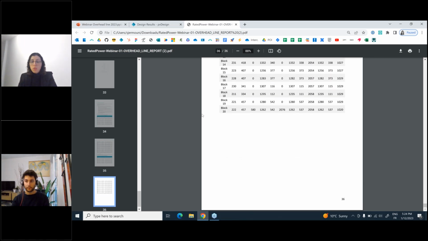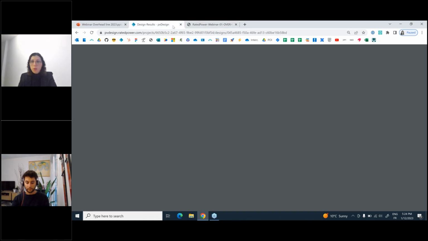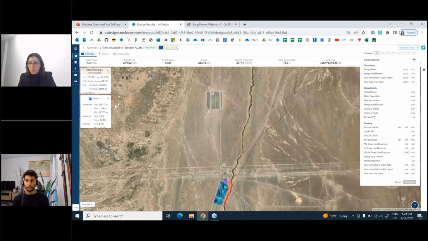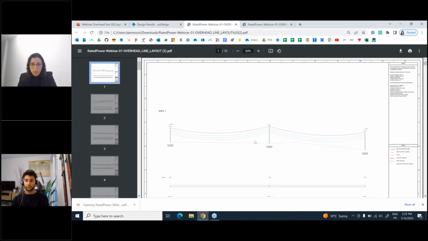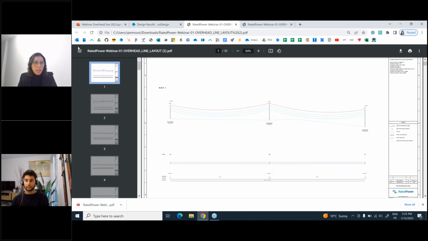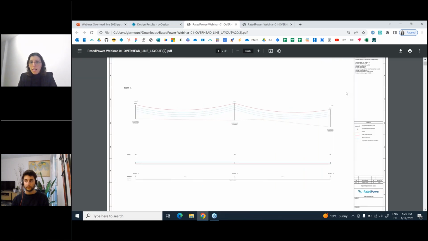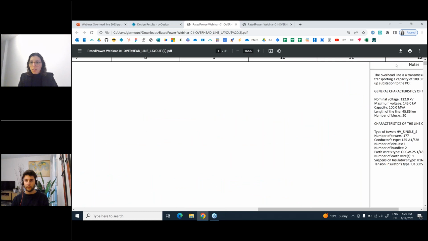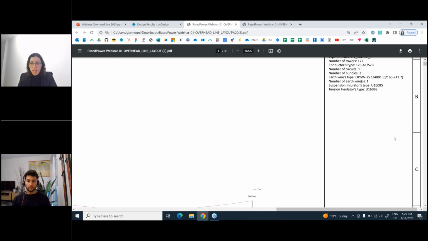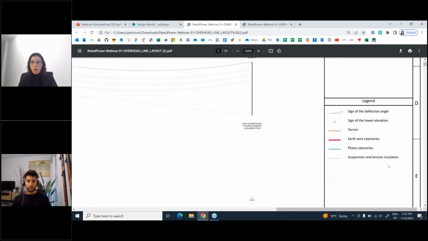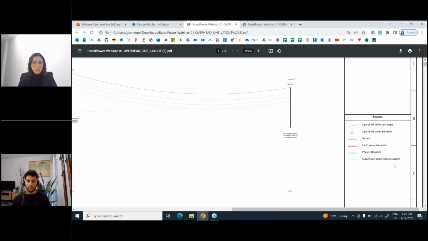So this is when it comes to the electrical and mechanical results, but we also give another important document, which is the drawing. In this drawing, as you can see, you will find a profile and a plan view of the line. You'll find at the top on the right some notes regarding the characteristics of the line: the number of towers, the number of blocks that we have, the type of the conductor, the type of earth wire, insulators, all the details in here. And also we have a legend for readability of the document.